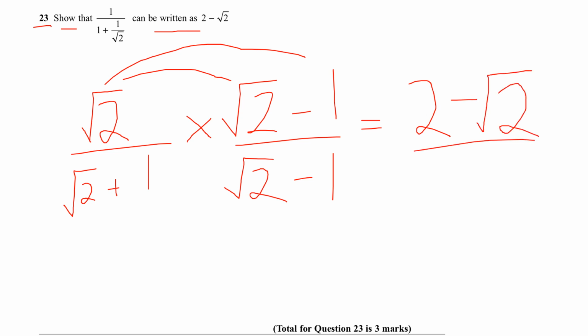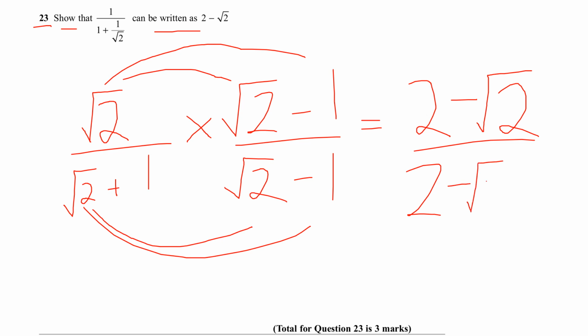Over, so root 2 times root 2, that'll be root 4, which is 2. And I've got root 2 times minus 1, which is minus root 2. Positive 1 times root 2 is positive root 2. And then plus 1 times minus 1 makes minus 1. I'm not going to collect like terms here on my denominator. The minus root 2 plus root 2 cancel, so I'm left with 2 minus 1 on the bottom.